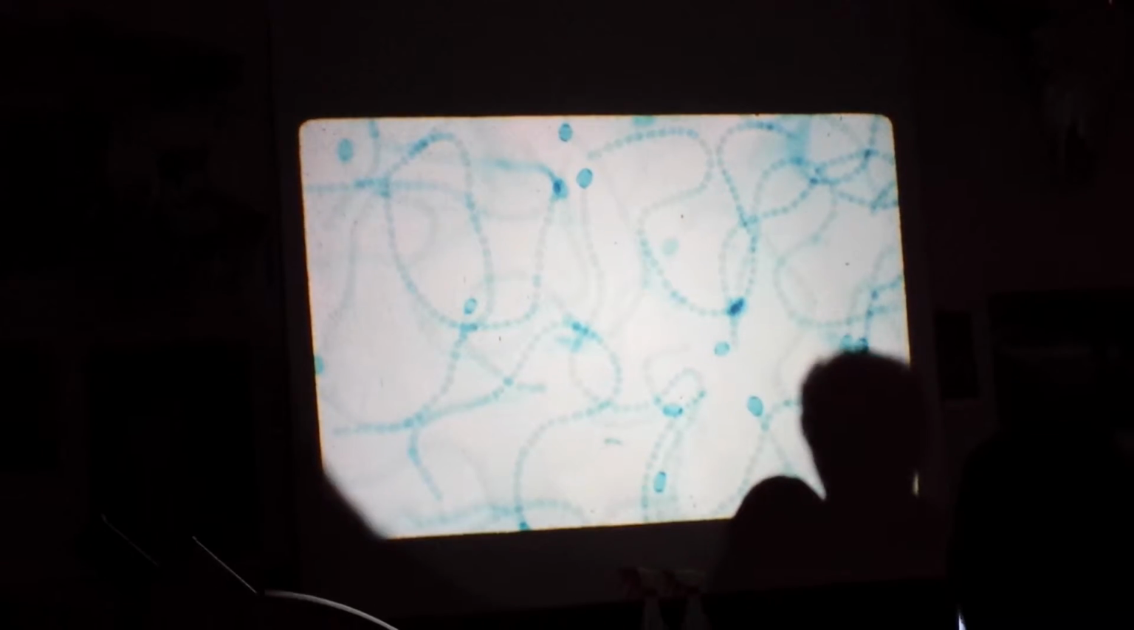Remember that one? First of all, is this eukaryotic or prokaryotic? You don't see any nucleus or anything in the cells, right? So, prokaryotic? Anabaena, right. What are these bigger cells called? Heterocysts. Yep.